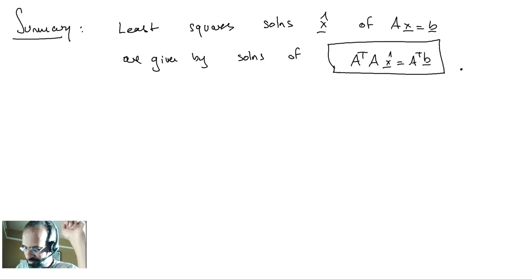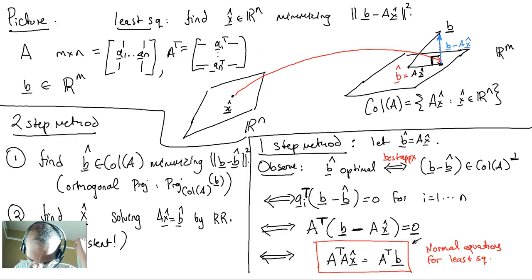Okay, so by the way, why is this system always consistent? Maybe look back on the slide. Look at these normal equations down here. I said you can reduce least squares, which always has a solution, to this linear system. Why is that system always consistent?